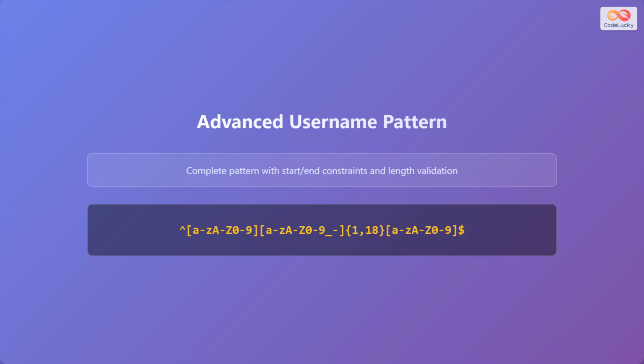Here's the complete pattern that incorporates start and end constraints along with length validation. The regular expression is ^[A-Za-z0-9][A-Za-z0-9_-]{1,18}[A-Za-z0-9]$. The expression ^[A-Za-z0-9] ensures that the username starts with an alphanumeric character. [A-Za-z0-9_-]{1,18} allows for 1 to 18 alphanumeric characters, underscores, or hyphens in the middle. Finally, [A-Za-z0-9] ensures that the username ends with an alphanumeric character.